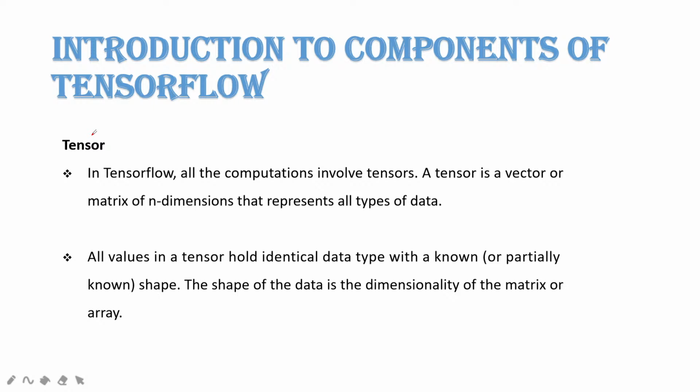So here you can see, tensor is in TensorFlow. All the computation involves the tensor. Tensor is a vector or matrix, n-dimensional. Matrix n-dimensional, everybody will know, I hope. Then vector, some of the persons know and some do not. Vector is nothing but a sequence of digits like 1, 0, 1, 2, 3. So that is vector. All the values in a tensor hold identical data types, with known, partially known, or unknown shape also. So these are the basics of tensor.